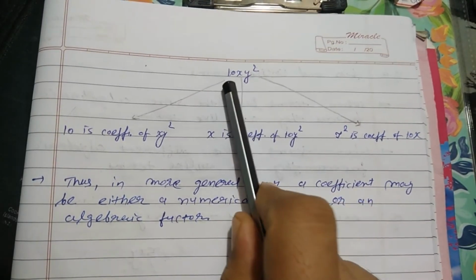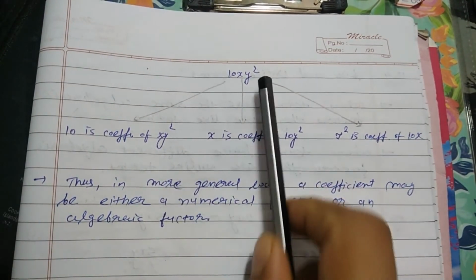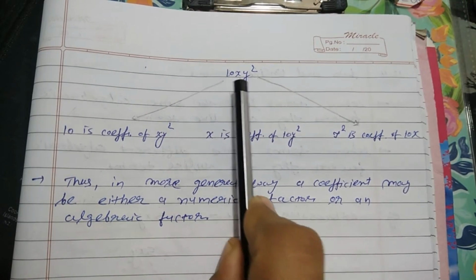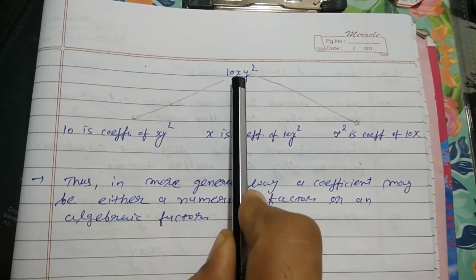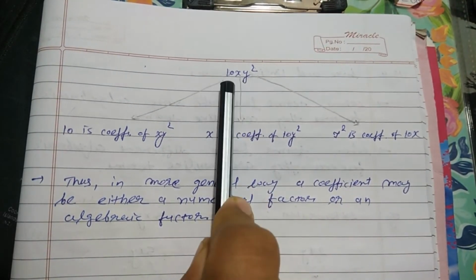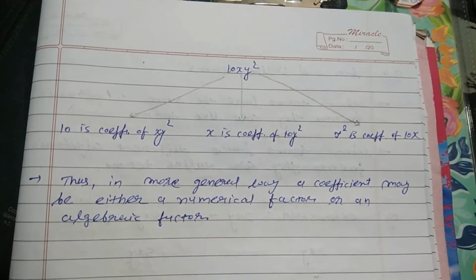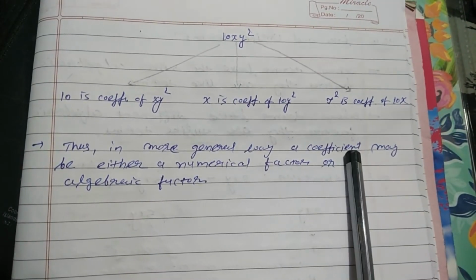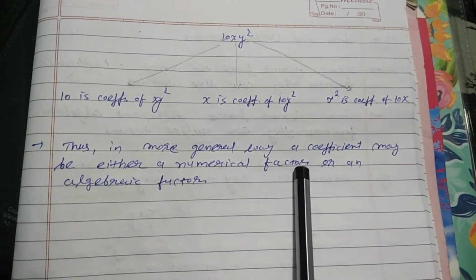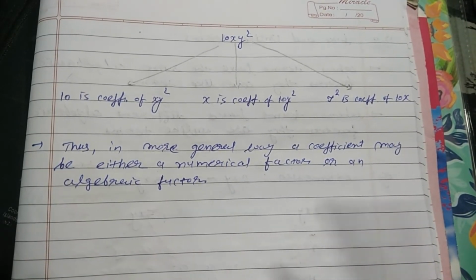Similarly, next example, 10xy square. So here 10 is a numerical coefficient of xy square. We can say that x is a coefficient of 10y square and y square is a coefficient of 10x. So thus, in a more general way, a coefficient may be either a numerical factor or an algebraic factor.